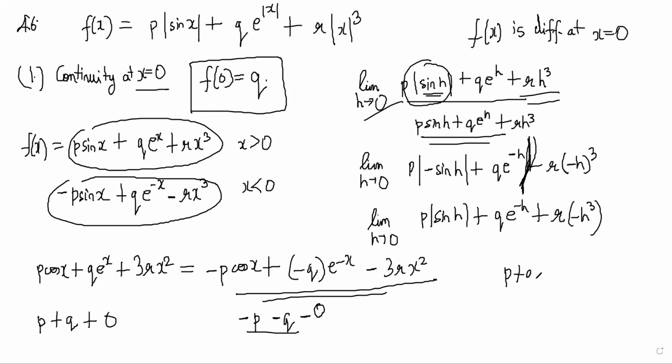So p plus q 2 times is 0, so this is 0, right? You should have p plus q is equal to 0 for sure, for derivatives to match. And then nothing else. I think that is the condition. So p plus q is equal to 0 and r can be anything. There is no restriction on r. So 46D.